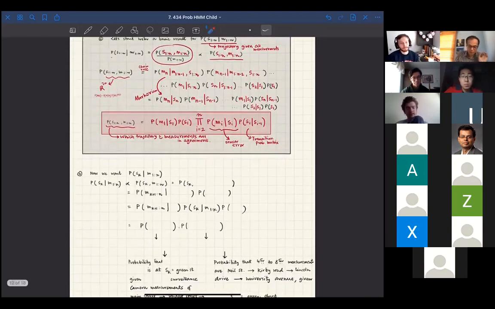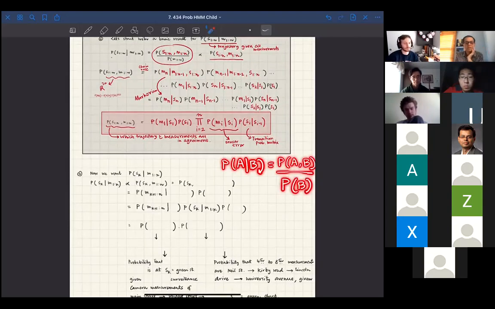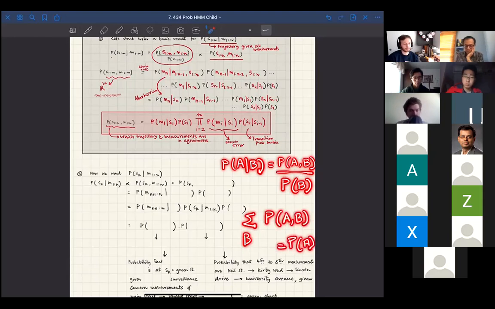All this while, the only thing to remember is P(A given B). Actually, this is the only thing we've used thus far. P(A given B) equals P(A, B) divided by P(B). Bayes rule. This is all we've used. And maybe we've used another thing, which is the sum over B of P(A, B) equals P(A). This is the other thing that we use, which is marginalization, right? Everyone cool with these two? If you're cool with these two, you're in good shape.